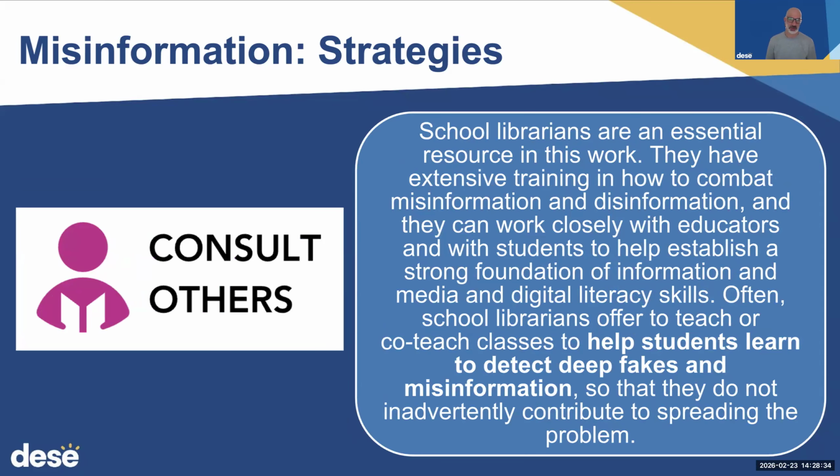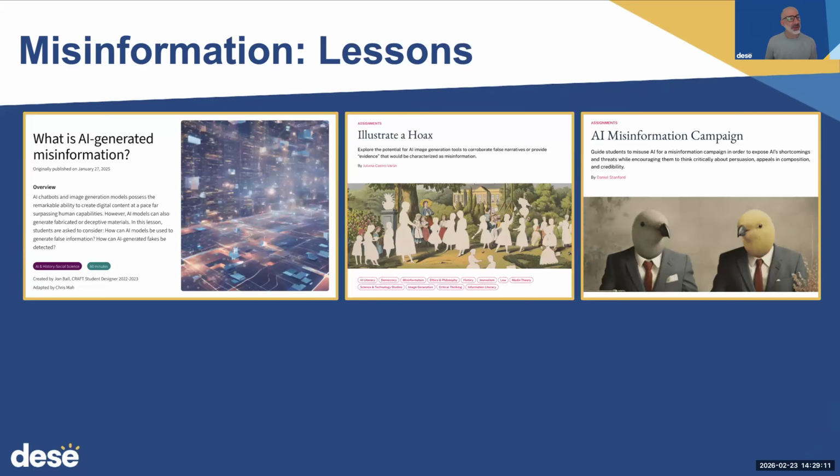And the last one is consulting others. School librarians, experts in the field that are already in schools, are essential resources in this work. They have extensive training on how to combat misinformation and disinformation, and they can work closely with educators and with students to help establish a strong foundation of information, media, and digital literacy skills. Often, school librarians offer to teach or co-teach classes to help students learn to detect deep fakes and misinformation so that they do not inadvertently contribute to the spreading of these problems. Take advantage of these experts that are likely already in your building or your district to help with this AI literacy strategy.